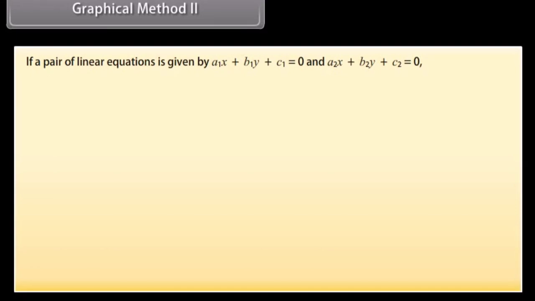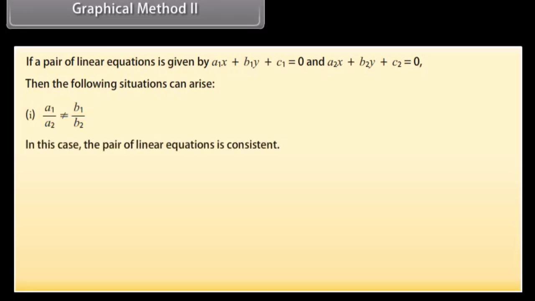Graphical method 2. If a pair of linear equations is given by a1x plus b1y plus c1 equals 0 and a2x plus b2y plus c2 equals 0, then the following situations can arise. 1. a1 upon a2 is not equal to b1 upon b2. In this case, the pair of linear equations is consistent. 2. a1 upon a2 is equal to b1 upon b2 is not equal to c1 upon c2.